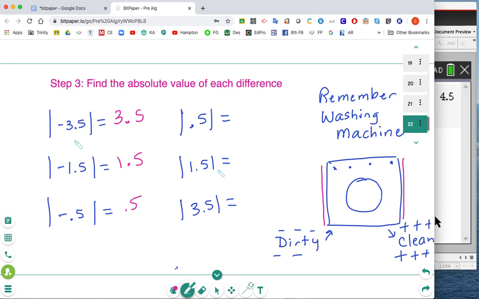Now let's think about the washing machine if I put clean clothes in. If I put positively clean clothes into the washing machine, they still come out positively clean. So I'm going to have 0.5, 1.5, and 3.5. So when you're taking the absolute value, all of your numbers are going to change to positive.